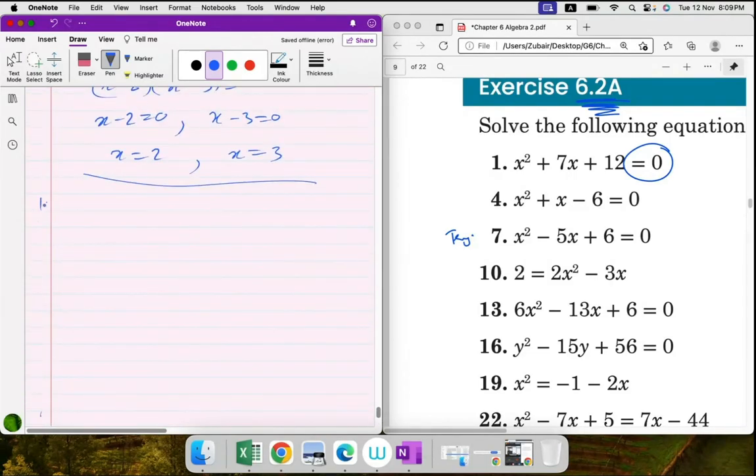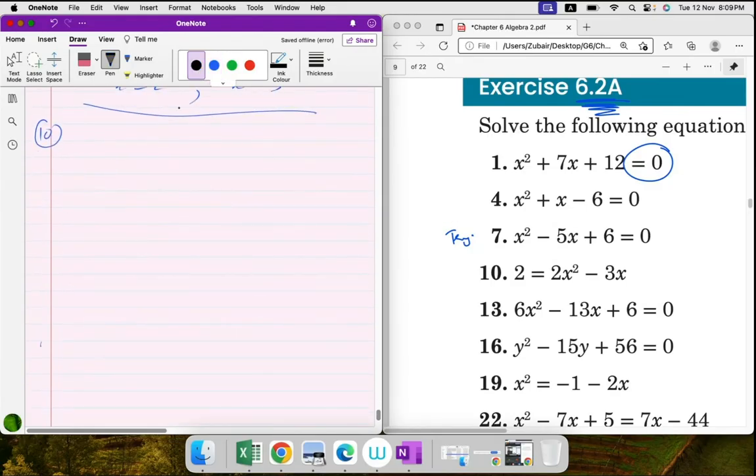Now let's try question 10. Arrange that in order first. 2 equals 2x squared minus 3x. Arranging would be 2x squared minus 3x minus 2 equals 0. Now do this. I'll leave you to it, and share your answers. So question 10. Okay.